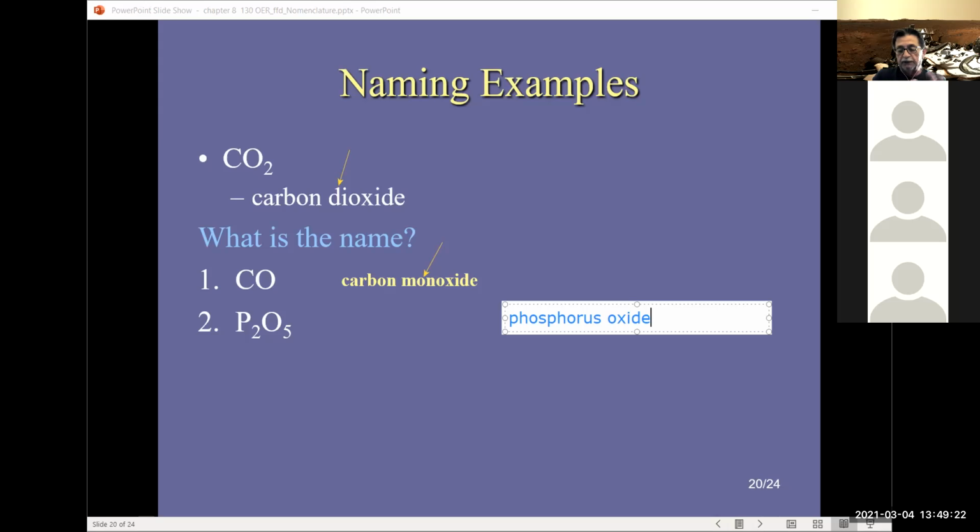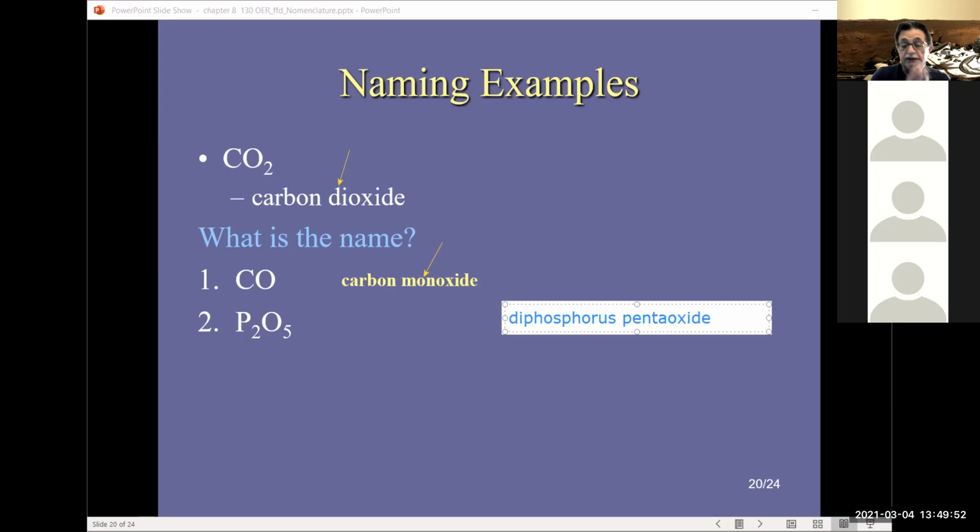Now, once you got that, because all you got is the phosphorus and the oxygen, now we come back because we recognize that they are covalent compounds. We got to use prefixes. The first phosphorus is not by itself. There's two of them. So here we have to use a prefix. So we have di. And then there are 5 oxygens. So we add pentoxide.